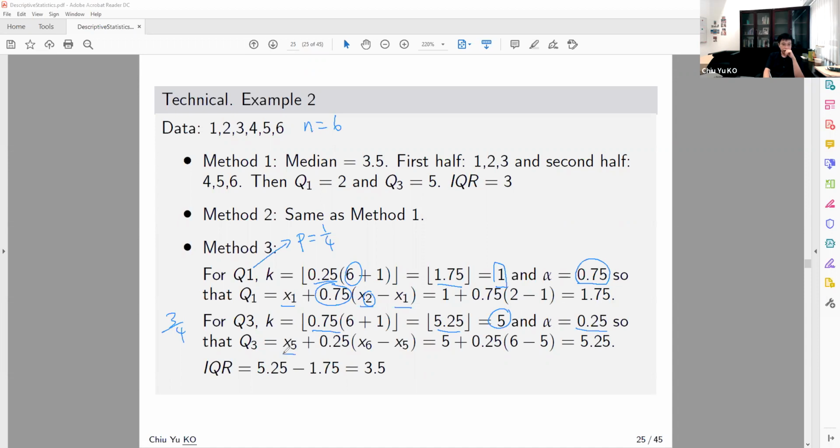So the fifth, and the difference between the fifth and the next one. Okay? And you take the 0.25. Okay? Then that gives you 5.25. Okay? The difference is 3.5. So you can see this is very different from the above.